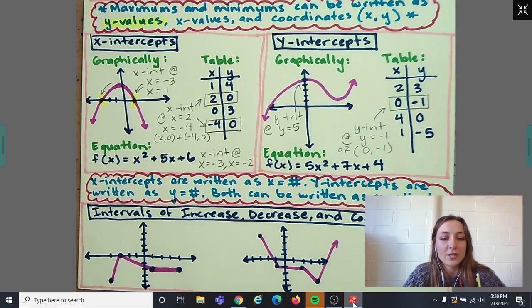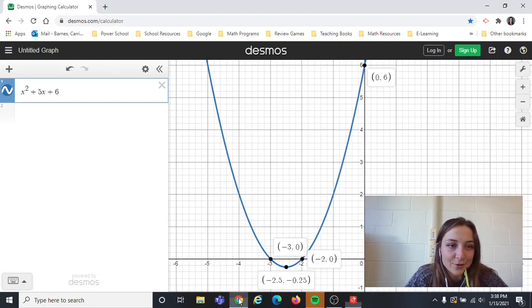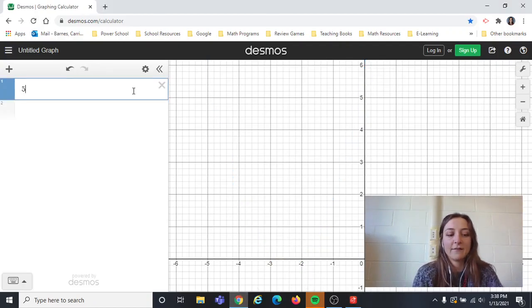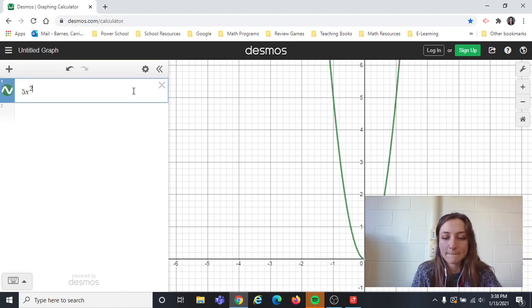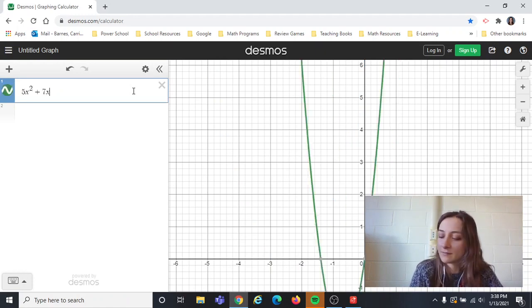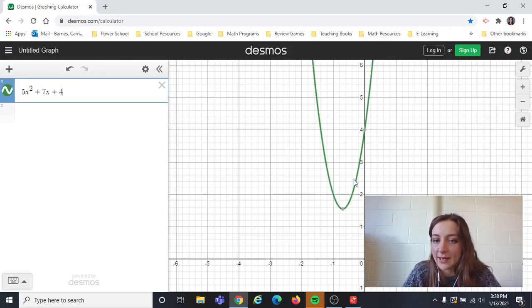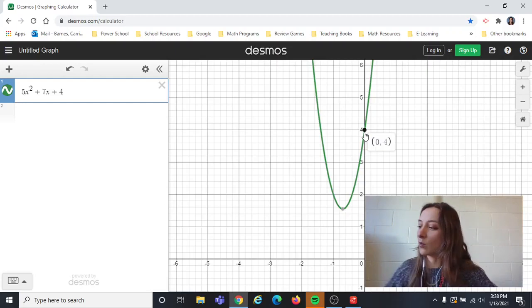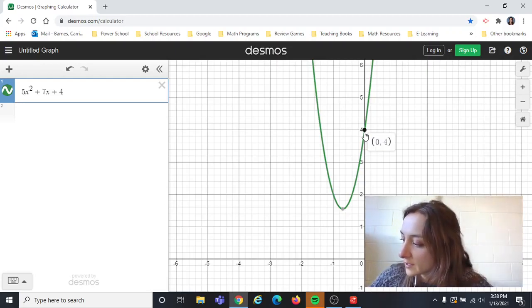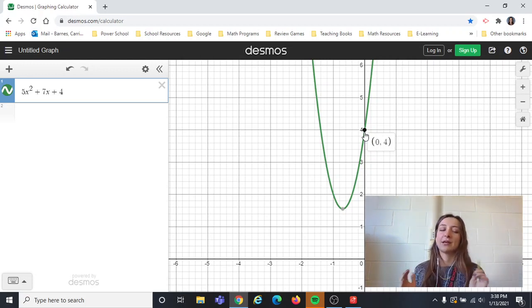Okay, and let's look at our equation. We are just going to type this into Desmos. So we're going to have 5x squared plus 7x plus 4. And we can see that it's crossing the y-axis here at +4. So we can say the y-intercept is at y equals 4, or we can say it's at the coordinate (0, 4). You're going to see it most often as y equals the y-intercept, but sometimes you will see it as a coordinate, so just keep that in mind.